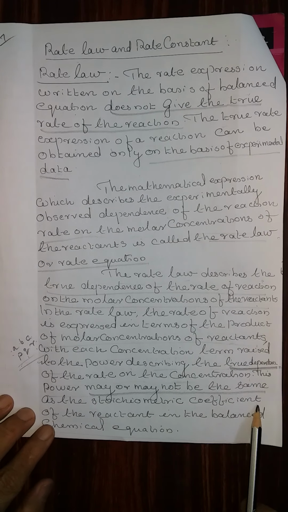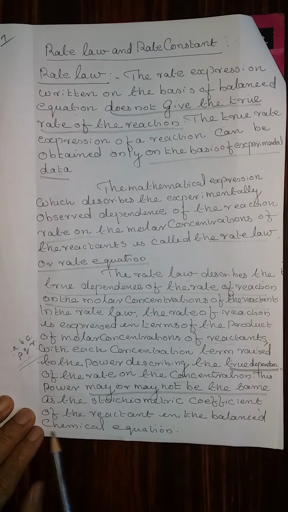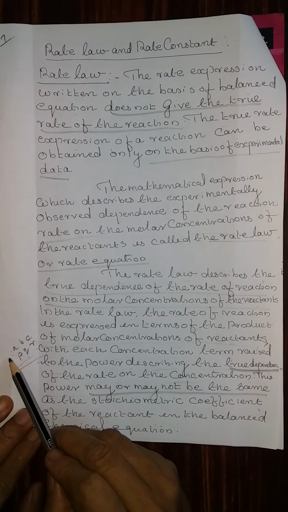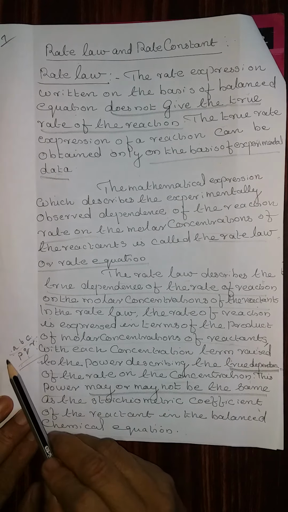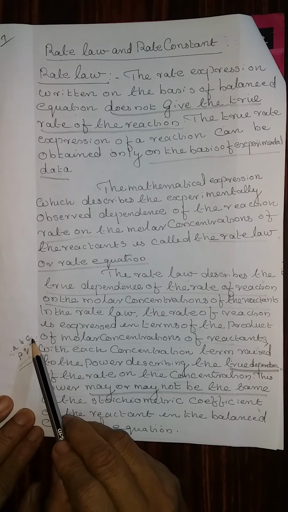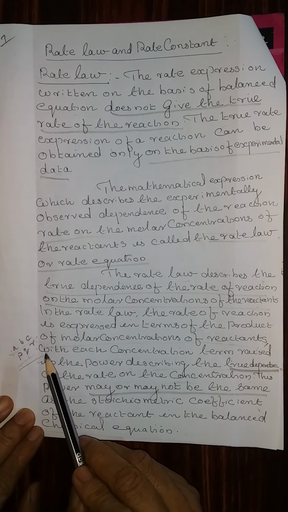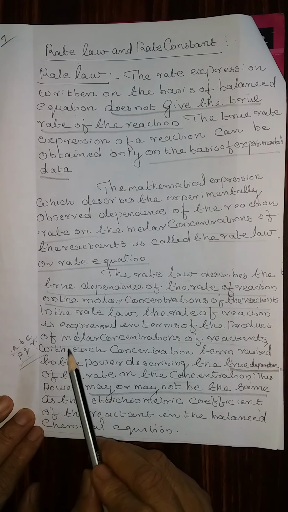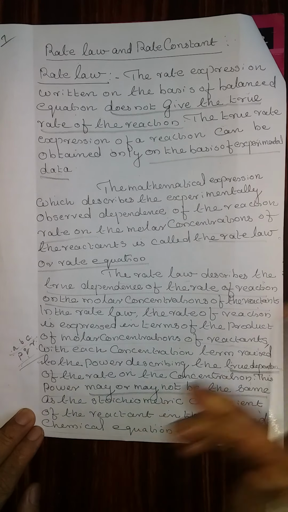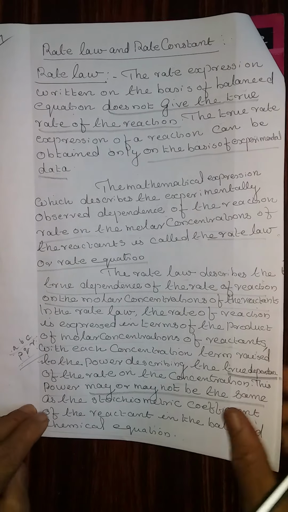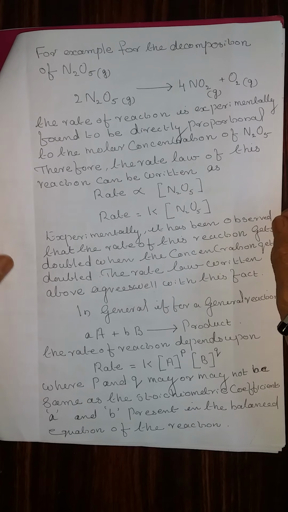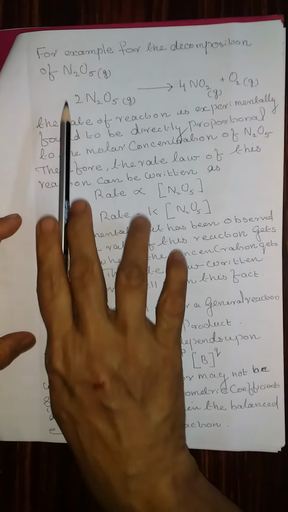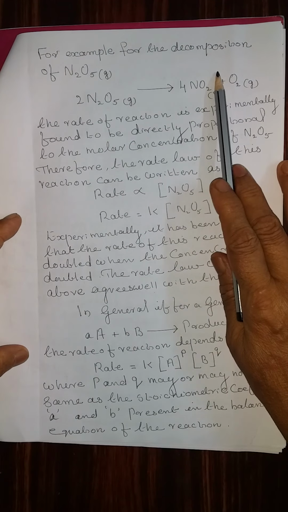Small a, small b, small c are the stoichiometric coefficients of the reactants in the balanced chemical equation, that is, the stoichiometric factors, and p, q, r are the values that you determine experimentally. These are the two differences between small a, b, c and p, q and r. For example, let us take an example.